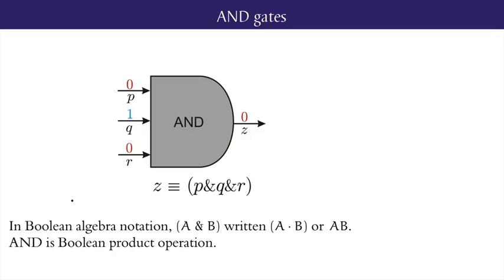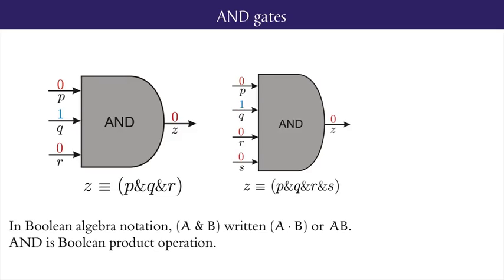AND gates with more than two inputs behave analogously. The output is 1 if and only if all the inputs are 1, whether it be 3 inputs or 4 inputs. Equivalently, the output is 0 if and only if one or more of the inputs is 0.